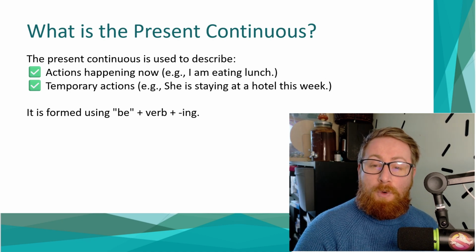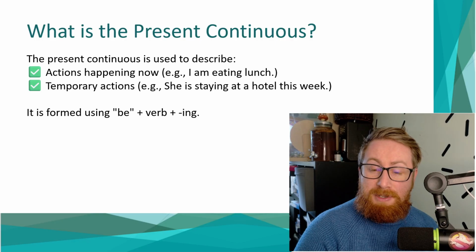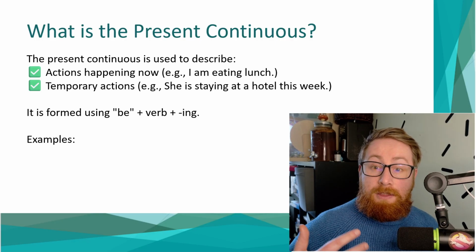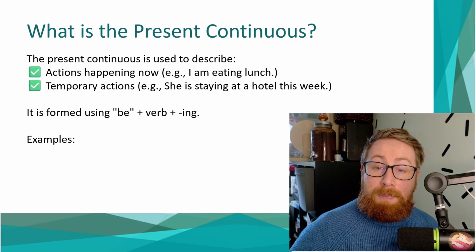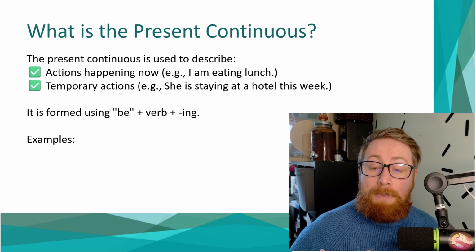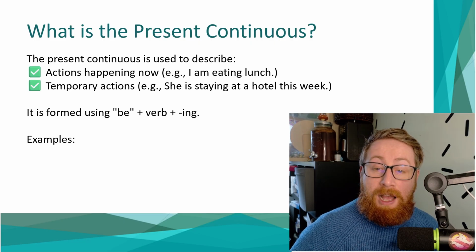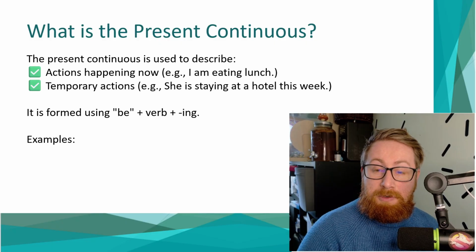So, let's look at how we form this. The present continuous is formed by using the verb be plus verbs ending in ing. So, am, is or are plus verb ing. Let's look at some examples.